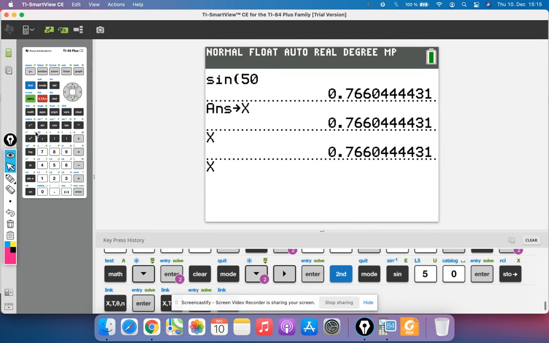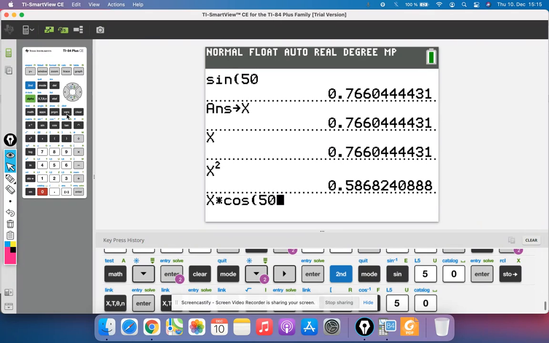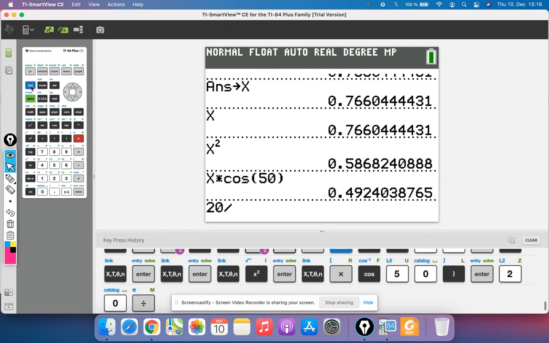So then I could do something like x squared, and it would calculate my answer times itself. Or maybe I need to do x times the cosine of something, and I really want this number to be as accurate as possible, and so it's just storing that previous answer.